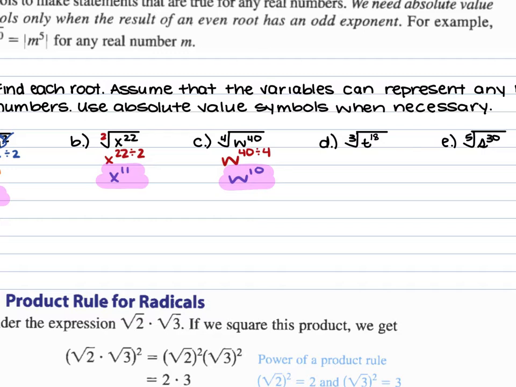For example D, we have the cube root of t to the 18th power. Our index is 3, our power is 18, so we're just going to do t to the power of 18 divided by 3. So that leaves us with t to the power of 6. For example E, we have the fifth root of s to the power of 30. So we're just going to be doing s to the power of 30 divided by 5. 30 divided by 5 is 6, so that's just s to the power of 6.